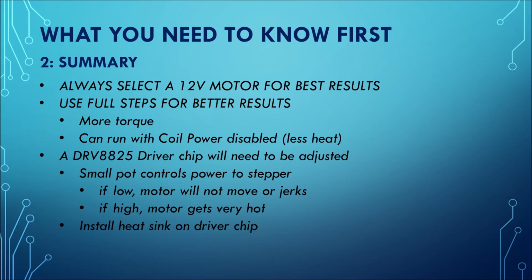It doesn't need to be a planetary geared stepper motor, but if you're using micro stepping, coil power should be on. Now, if that generates too much heat for you, then that points to the small pot which controls the power to the stepper in terms of the current flow. That small pot needs to be adjusted. And there's plenty of stuff online to show you how to do that.